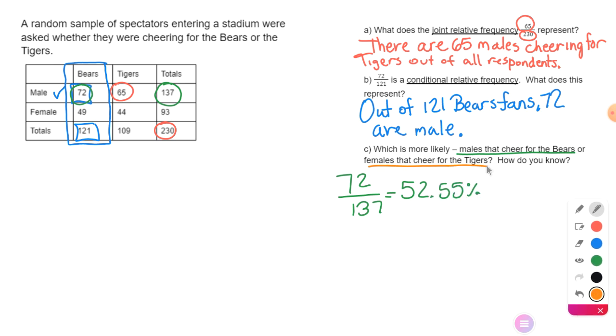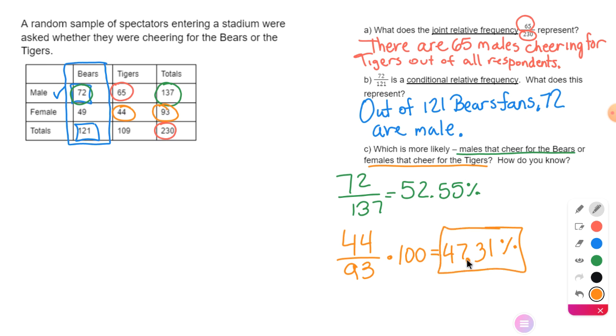And then females, Tigers. So out of the females, the ones that cheer for the Tigers, 44 out of 93 times 100 is 47.31%. Okay, so which one is more likely? Males cheering for the Bears, because that percentage is higher. All right, that's what we got for 11.5.